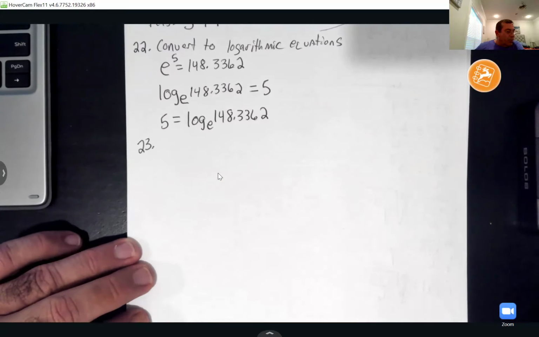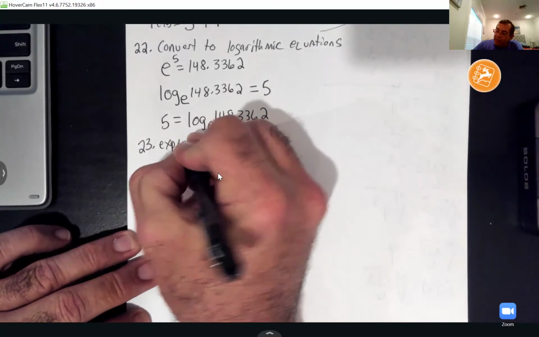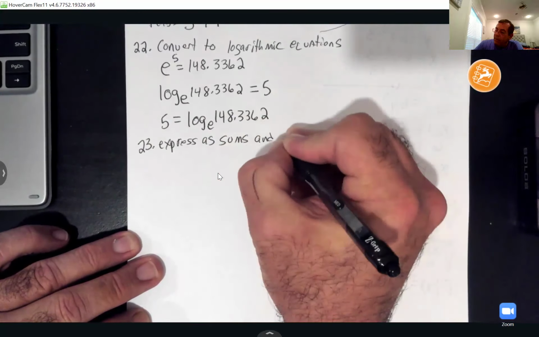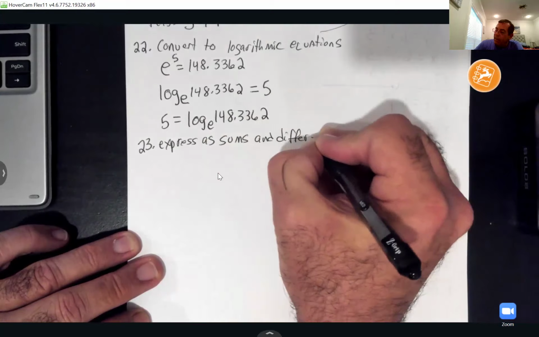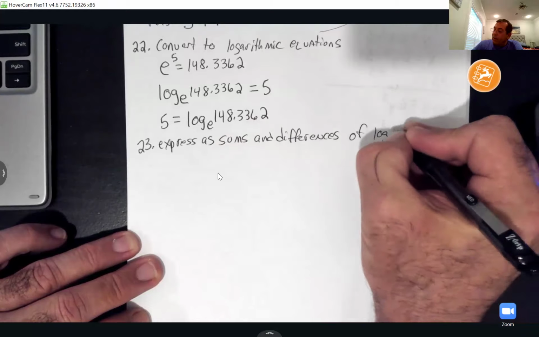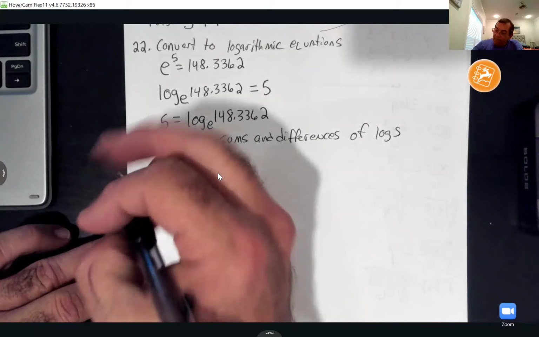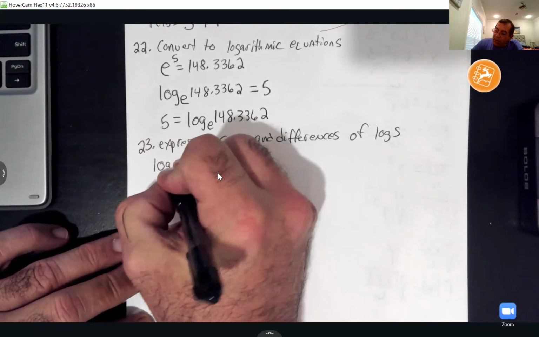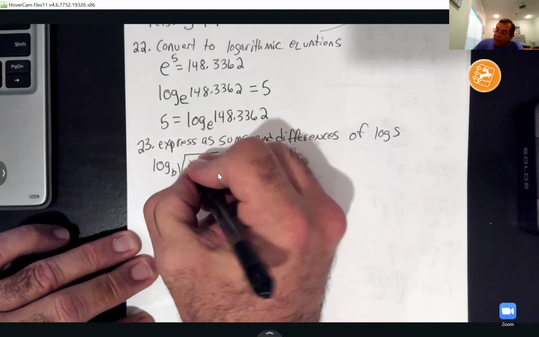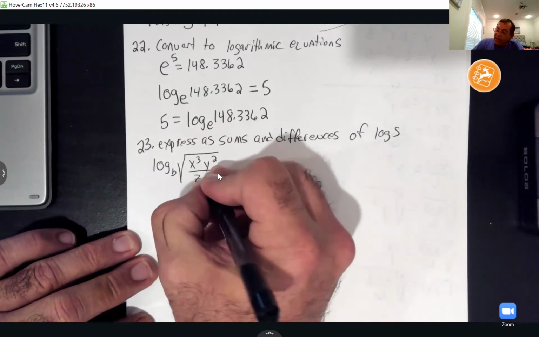All right, y'all, watch this. 23. Express in terms of sums and differences of logarithms. So they're saying sums and differences, so you better have both in it, okay? So I got a log base b of the square root of x cubed y squared over z to the fifth.